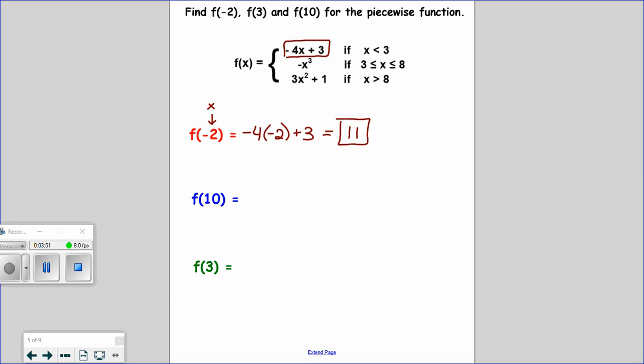Questions? Okay. And we repeat the process for however many times they ask us that. So the next one, f of 10. Again, I come over here. Is 10 less than 3? No. Is 10 between 3 and 8? No. Is 10 bigger than 8? Yes. And since it works in that last inequality, I use the last equation to plug 10 into.